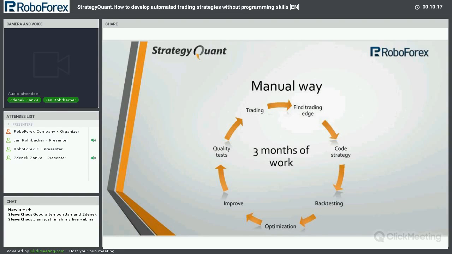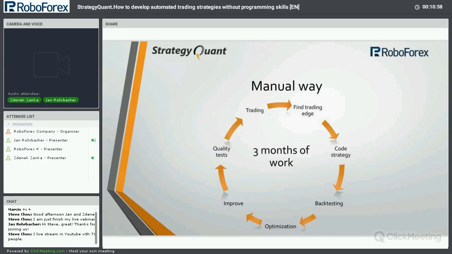So, the manual way is, let's say, very simple. At first, you have to find the trading edge. It means that you have to find what you want to trade, the strategy logic. Then you have to code the strategy. So for the manual way, you have to be a programmer, and it is not so easy to code a strategy. Then you have to do the backtest. And if you ever tried to backtest a strategy in MetaTrader, you know that it's not so simple. And the same with optimization. Each strategy needs to be optimized, and if you want to optimize your strategy, it's not so simple in a platform like MetaTrader.